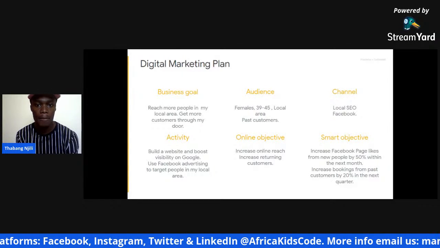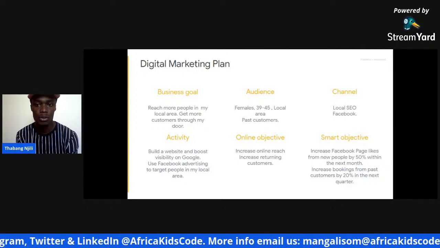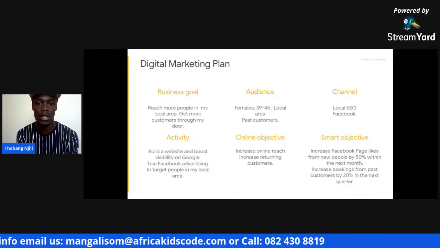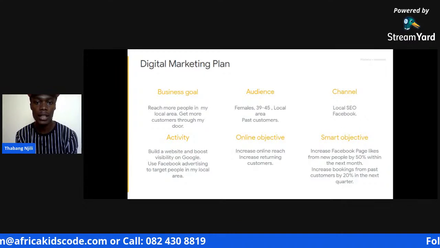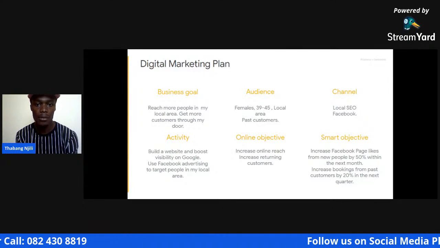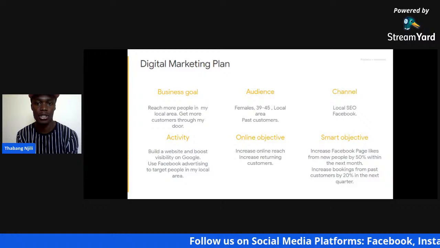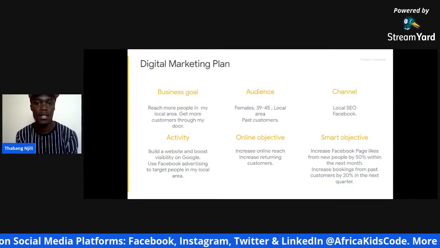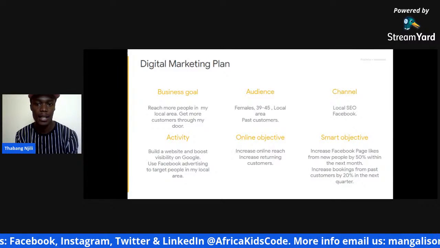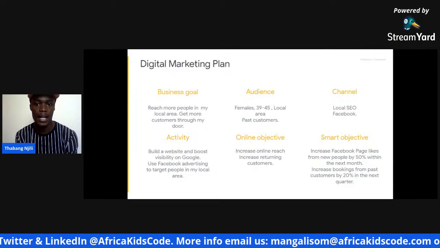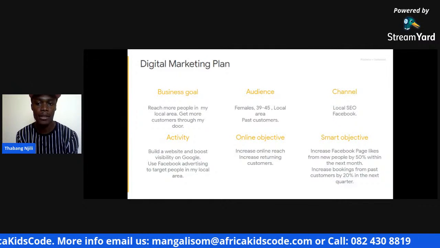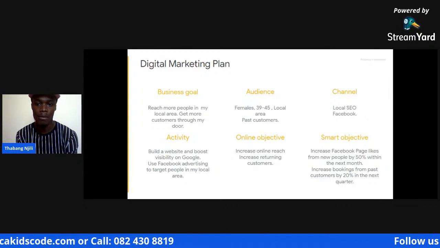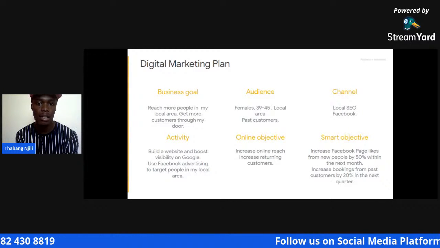Activity: build a website and boost visibility on Google My Business. Use Facebook advertising to target people in his local area. Then the online objective is to increase online reach and increase returning customers. The SMART objective is to increase Facebook page likes from new people by 50% within the next month, and increase bookings from past customers by 20% in the next quarter.